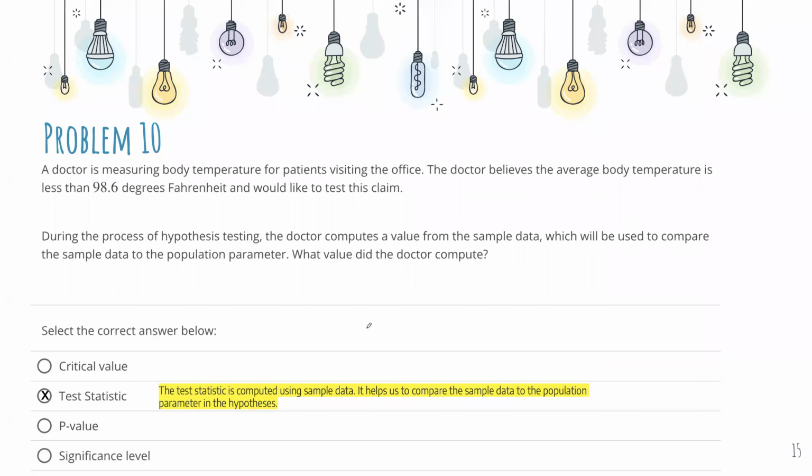Problem number 10 and last one. A doctor is measuring body temperatures for patients visiting the office. The doctor believes the average body temperature is less than 98.5 degrees Fahrenheit and would like to test this claim. During the process of hypothesis testing, the doctor computes a value from the sample data, which will be used to compare the sample data to the population parameter. What value did the doctor compute?